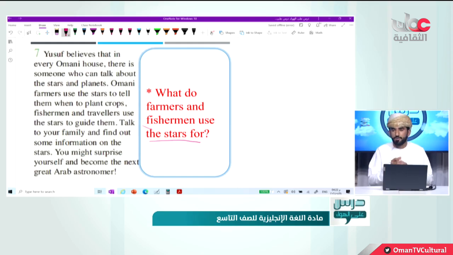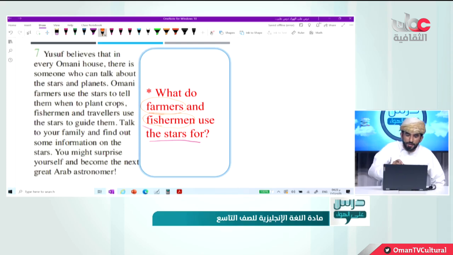Very simple. You've got some keywords. Focus. Fishermen. Sorry, farmers. Farmers. And then fishermen. Go to the text and try to find how many times we have the word farmers. How many times is it written in the reading text? Find it. Yalla, look. What about fishermen? How many times do we have the word fishermen in the reading text? Try to find it. I'll give you 1 minute.